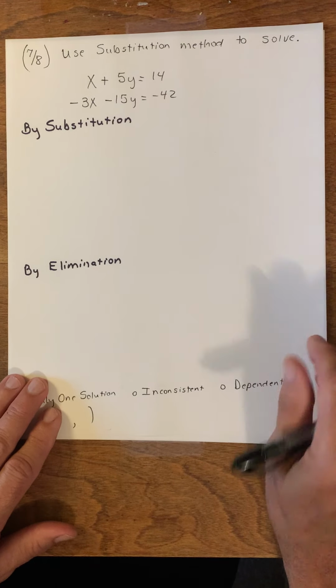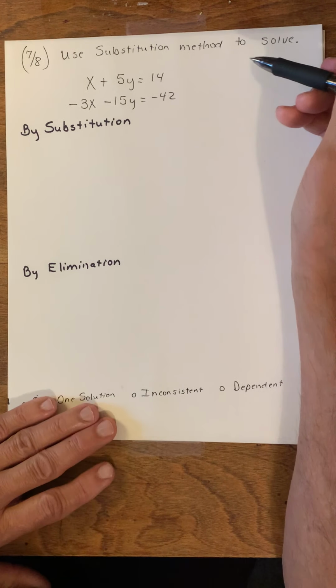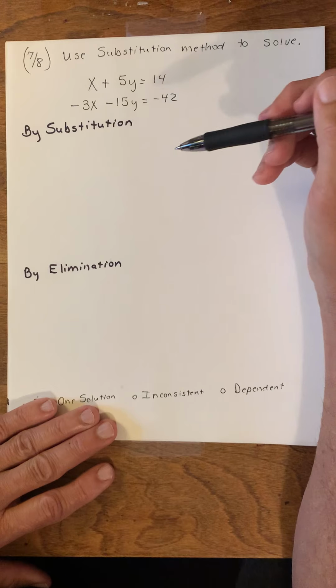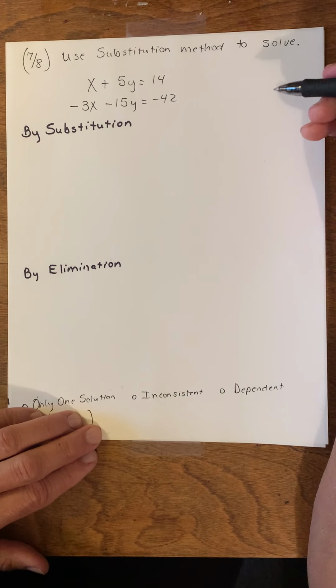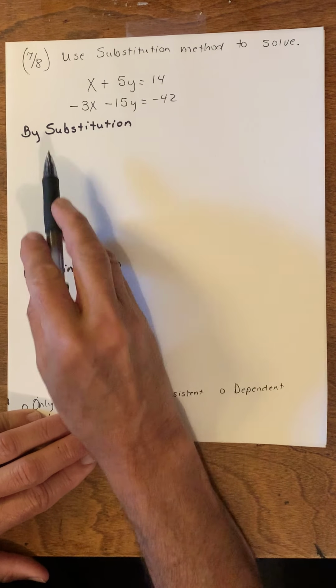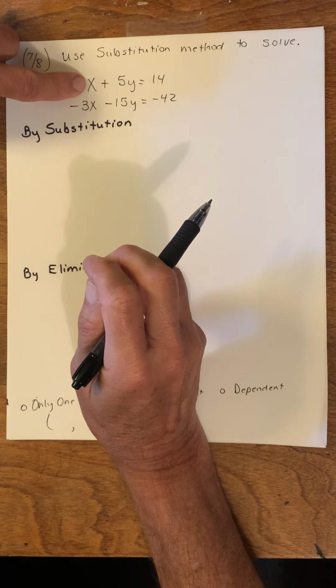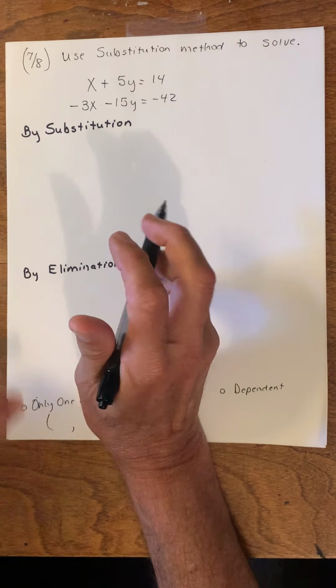All right, this guy says use the substitution method to solve. We're going to solve it by both methods just to familiarize ourselves with the idea. The substitution method says I need to solve one of these equations for x or y. Hey, look at that guy. It's already got 1x right there. This would be very easy to solve for x or y.